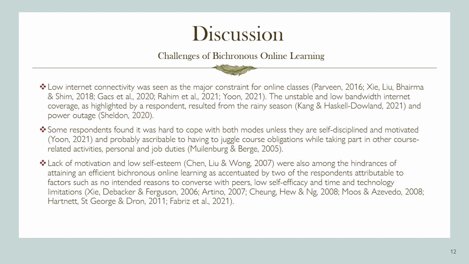Though bichronous online learning was the favorable option for the respondents, they also pointed out several issues, the primary one being poor internet connection. Low internet connectivity was seen as the major constraint for online classes. The unstable and low-bandwidth internet coverage, as highlighted by a respondent, resulted from the rainy season and power outages.